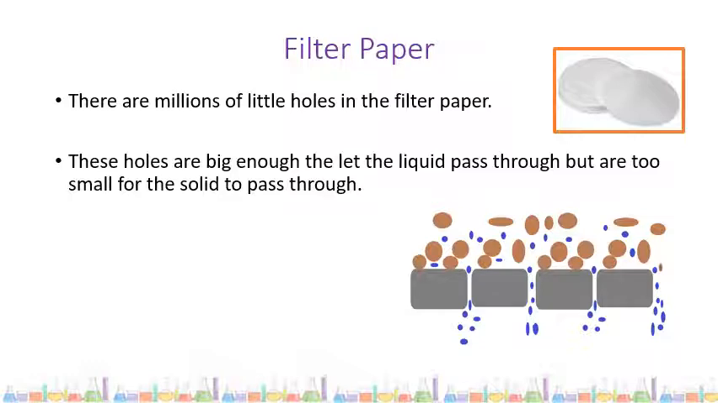So looking at the filter paper here, I've tried to make a little picture to show you that. Down here, this is the grey bits here, that's the filter paper. And that's the filter paper really zoomed in on. And what you can see is the tiny particles of water or liquid are able to pass through the tiny holes, but these brown bits that are the solid, they're too big, they can't pass through. So your filter paper has lots of tiny holes in it that are big enough to let the liquid pass through, but they're too small for the solid to pass through.